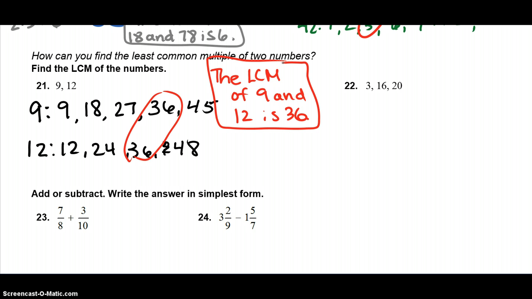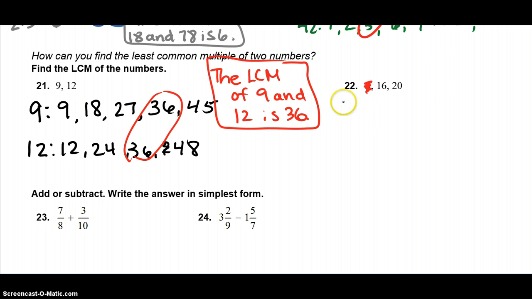Now for 22, there are 3 numbers we're trying to find the LCM of. I'm going to cross off that 3. Hopefully you guys did that as well. And I'm going to use 16 and 20 here. I'm going to do factor tree method. Now this one can be a little bit more confusing, but I do want to show it. Some people prefer this method. And it doesn't tell me which method to use, so I can choose my own.